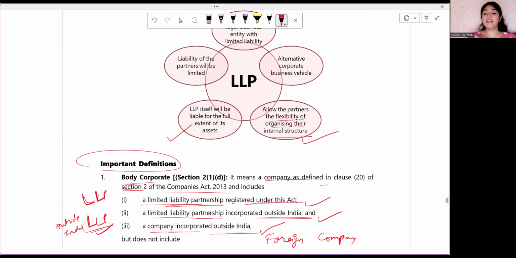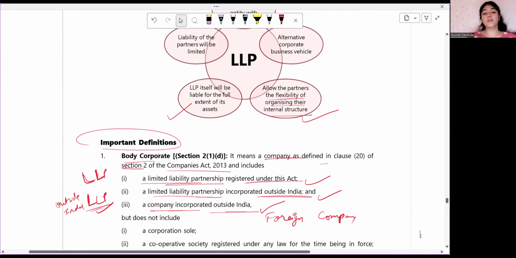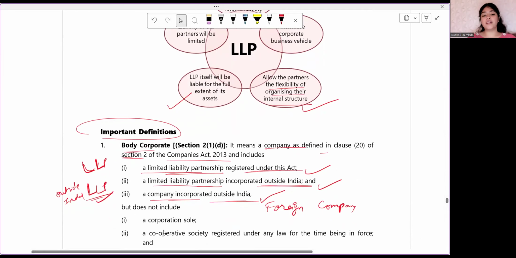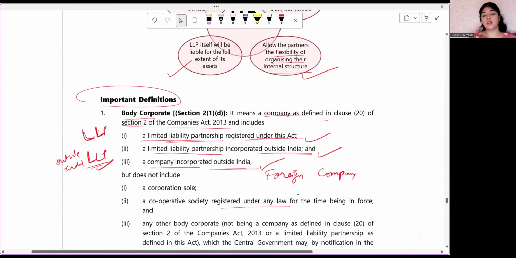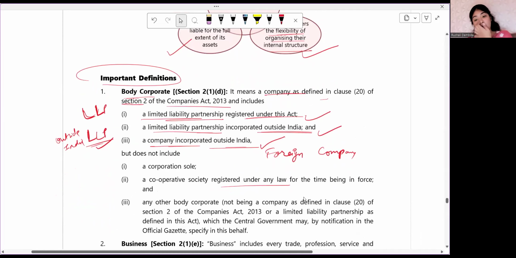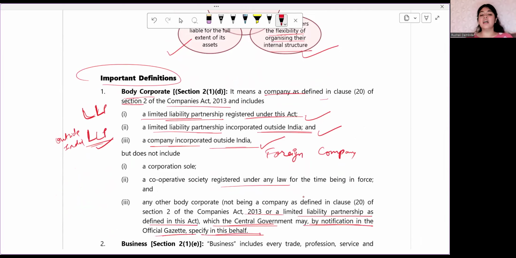Right? But it does not include, what does it not include? Let's see. A corporation sole, a cooperative society registered under any law for the time being in force, and any other body corporate not being a company as defined in clause 20 of section 2 of the Companies Act 2013 or an LLP as defined in this Act, which the central government may by notification in the official gazette specify in this behalf. So these three entities will not be your body corporate.